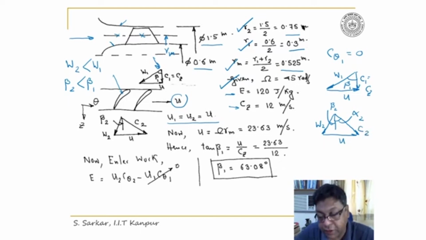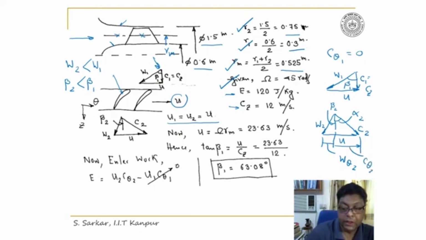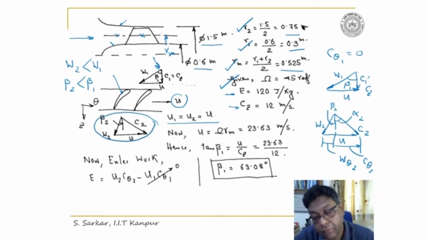Now this is U and this is C2. So W2 plus U is equal to C2. Now the component of W2 in the tangential direction would be equal to W theta 2. The component of C2 in the tangential direction would be equal to C theta 2. So I trust you have appreciated the velocity triangle at exit which I have drawn over here. Now, the rest are very simple.